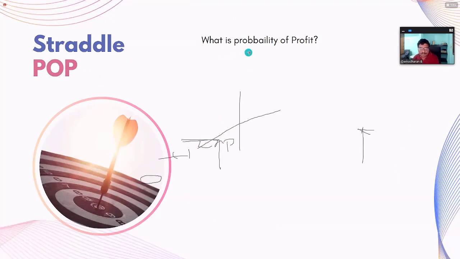So what is probability of profit? We have seen. Probability of profit is nothing but it is not a surety. Okay. So when the market is making a move, what is the possibility that you are going to make 1% of, not even 1%, even 1 paisa of profit. So at least in profit, not in max profit. That is called the probability of profit.